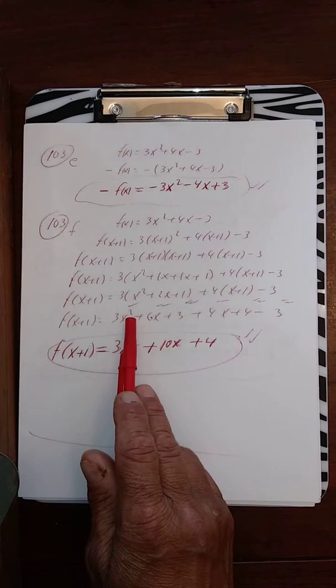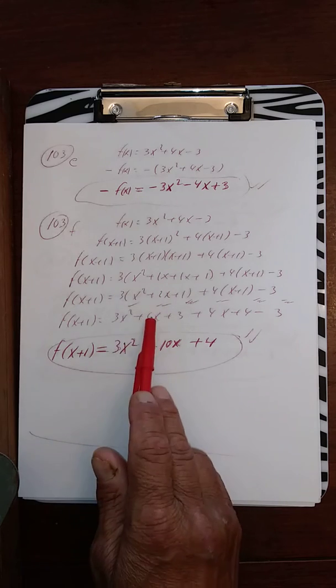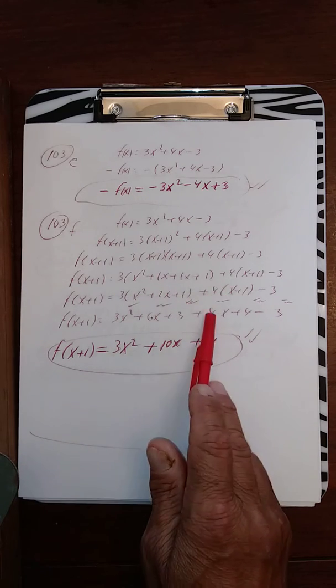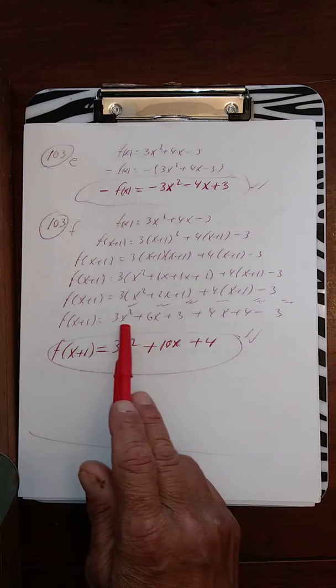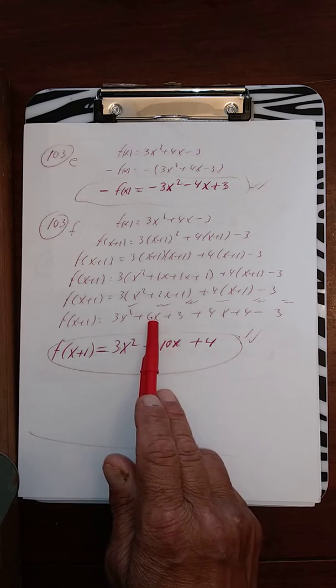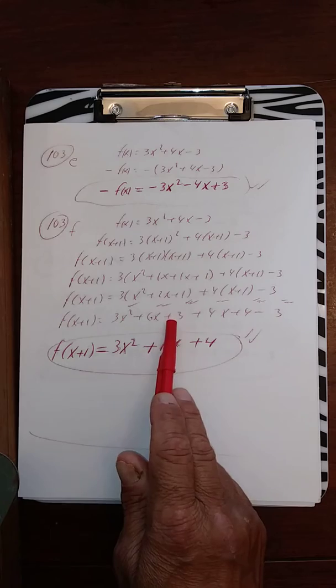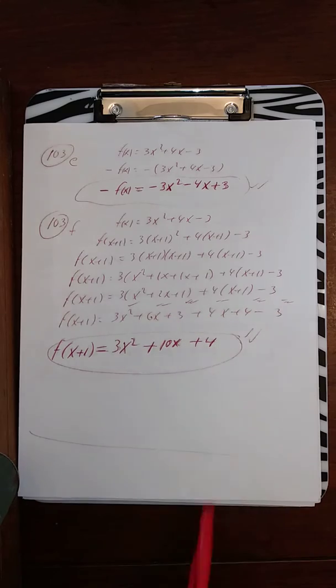3 times that is 3x squared. 3 times 2x is 6x, and 3 times 1 is 3. Plus 4x, plus 4, minus 3. Put them together: 3x squared, 6x plus 4x is 10x, and 3 plus 4 is 7, minus 3 is 4.